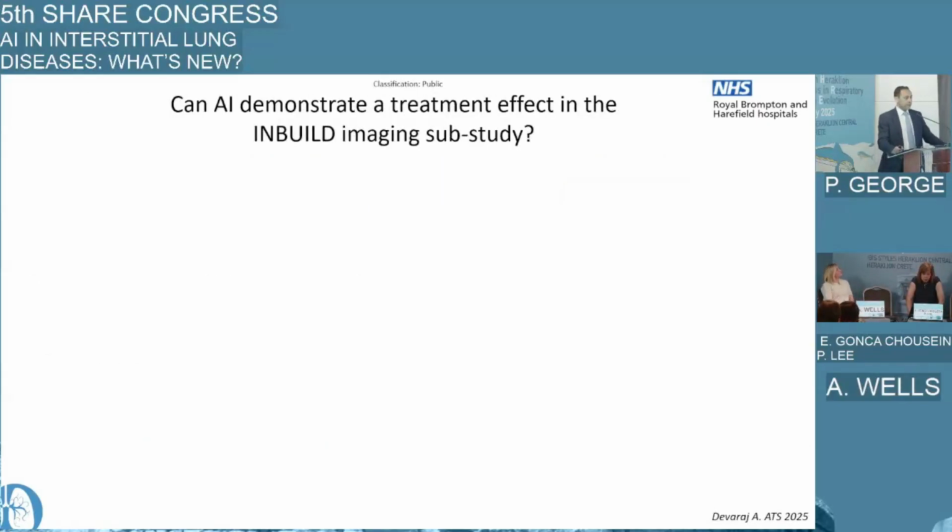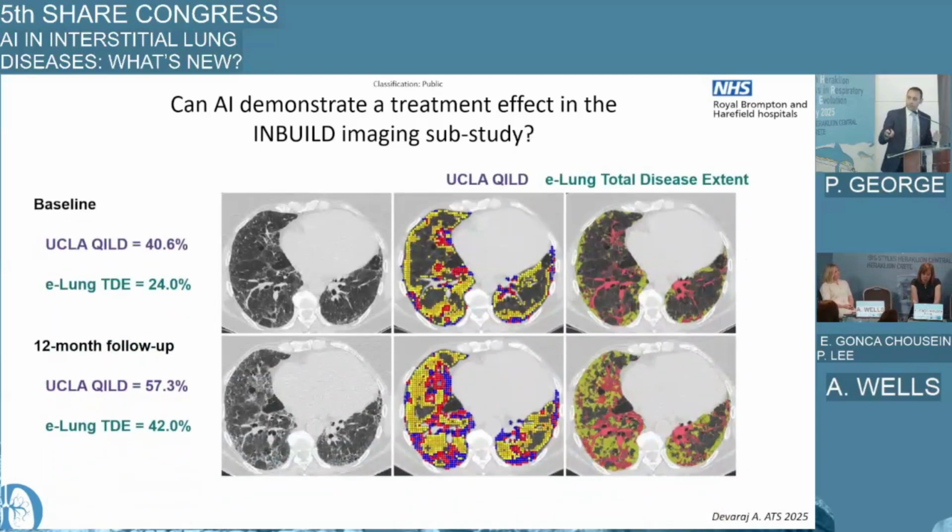But what we have done subsequently, and this is data that's currently in submission for publication, going through some painful revisions, is we took the INBUILD imaging sub-study, and Brainomix and QLF were blinded to outcomes and were given the scans, had to produce biomarker outputs, and the outputs were given back to BI to evaluate the data. The intention was to see whether quantitative CT was able to identify treatment effect in a positive clinical trial. On the left-hand side are the native CT scans.